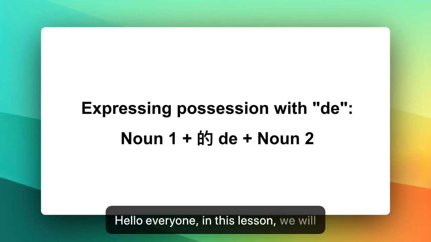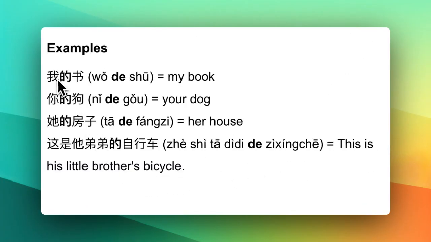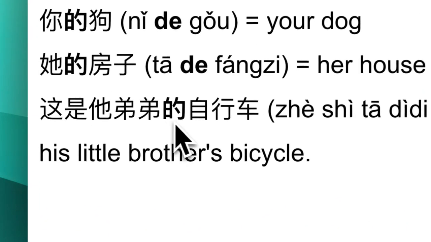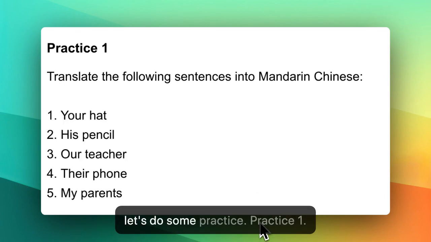Hello everyone, in this lesson we will learn how to express possessions in Mandarin Chinese. Use the particle 的. For example, 我的书, 你的狗, 他的房子, 这是他弟弟的自行车. Okay, let's do some practice.